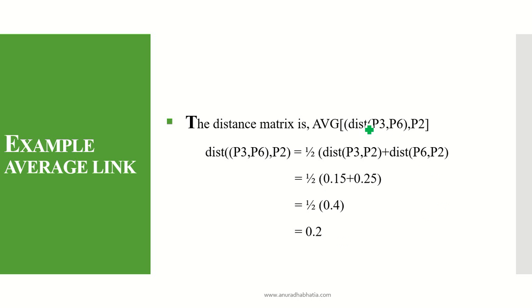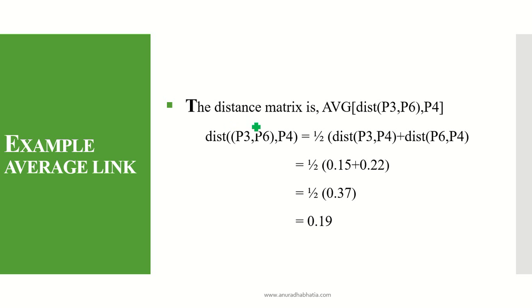Now we take the second point, that is for this new cluster P3, P6, the second point is P2. So we have 2 points, distance of P3, P2 and distance of P6, P2, and it is 0.15, 0.25. As again these are 2 points, so it is divided by 2, 0.4, and the value I get is 0.2 is an updated distance matrix. The distance matrix for the new cluster P3, P6 is calculated for the point P4. So it is again distance P3, P4, distance P6, P4, and we get the values 0.15, 0.22, it is 0.37 divided by 2, I get the value 0.19.